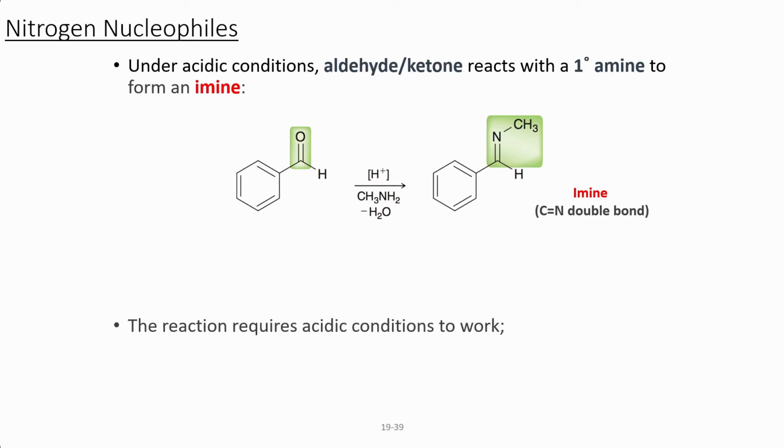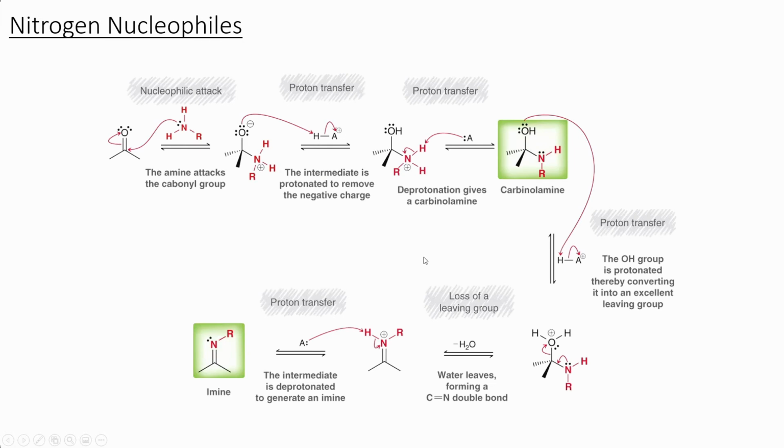So similar to the reactions that we looked at previously, under acidic conditions, an aldehyde or ketone can react with a primary amine to form an imine. And an imine is a functional group, a carbon-nitrogen double bond, and this reaction will require acidic conditions to work. So we can take a look at the mechanism. And the mechanism is fairly similar to our acetal formation mechanism.